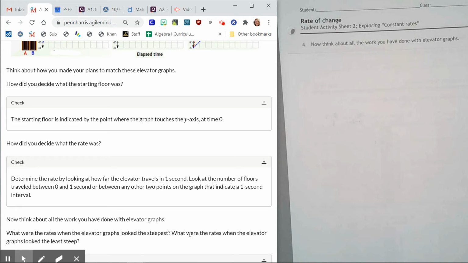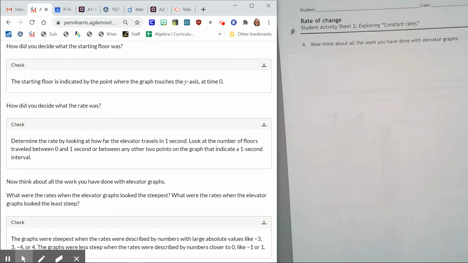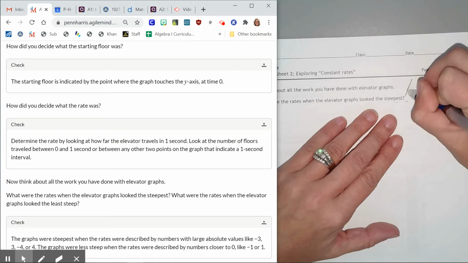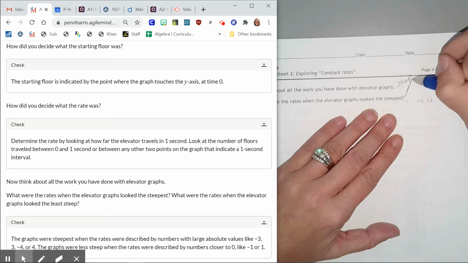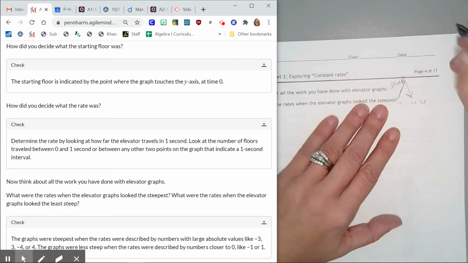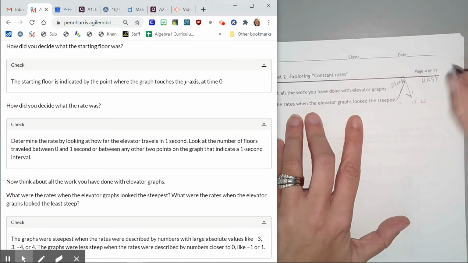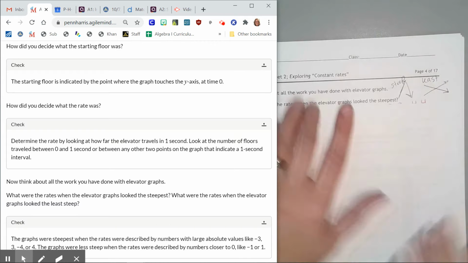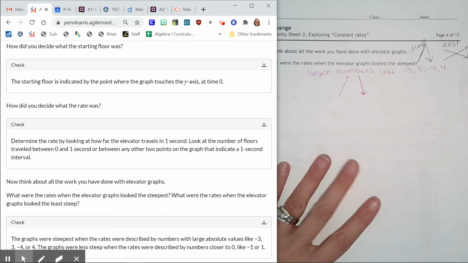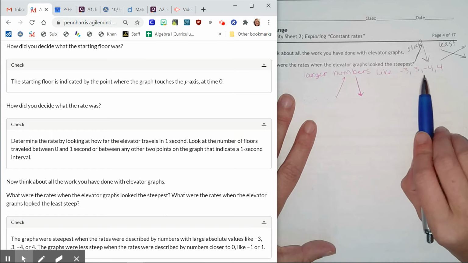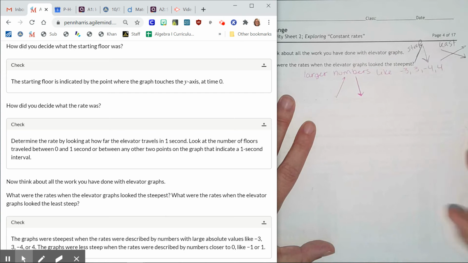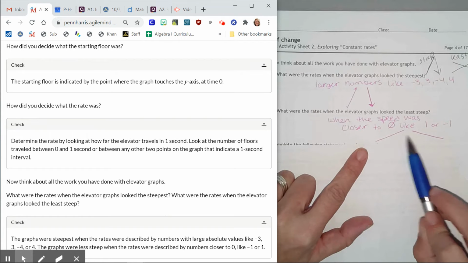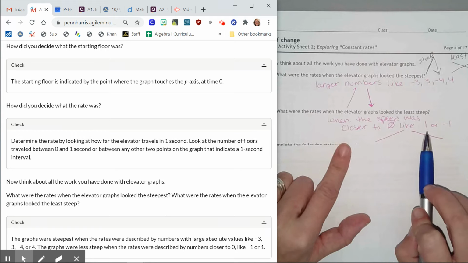I want you guys to think about this. When I'm talking about steepest, I mean either going up really fast, so this is steep, or down really fast. When it looked the least steep is when we're going up nice and slow or down nice and slow. It's not going really fast. So with the larger numbers, like -3, +3, -4, +4, that's when our elevators were shooting up or down like a roller coaster. But when they went nice and slow, they were closer to 0, or like a +1 or a -1 speed.